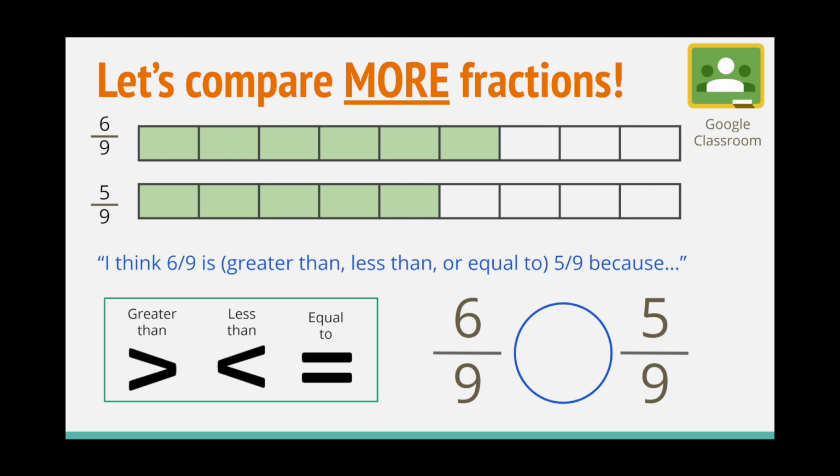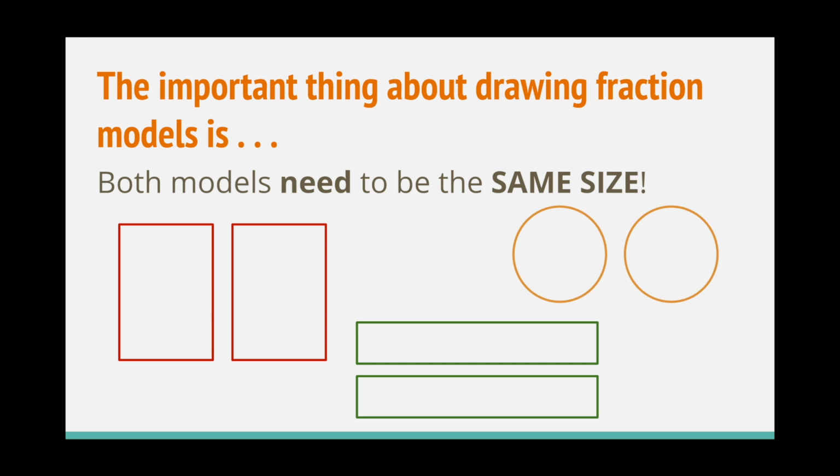We have 6/9 and 5/9. So I want you to think, do you think 6/9 is greater than, less than, or equal to 5/9? And I want you to say because, which is why you think that. So I think that 6/9 is greater than 5/9 because it has 1 more part colored in, which is 1 more ninth that it has colored in. The important thing I want you to remember about comparing fraction models is both models need to be the same size. So they need to be the same whole.